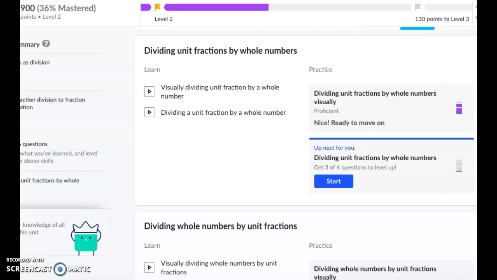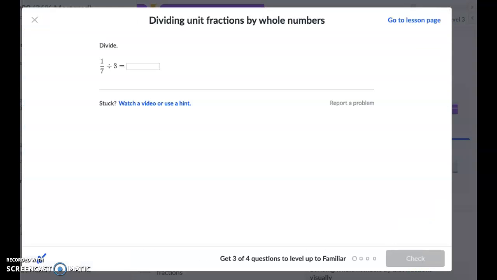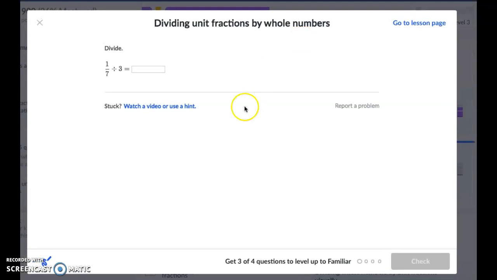Khan Academy, Divide Fractions, subtopic Dividing Unit Fractions by Whole Numbers. Divide 1/7 divided by 3.